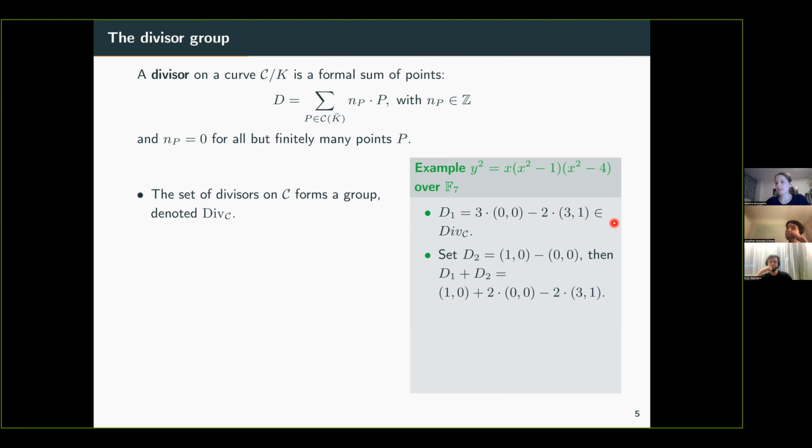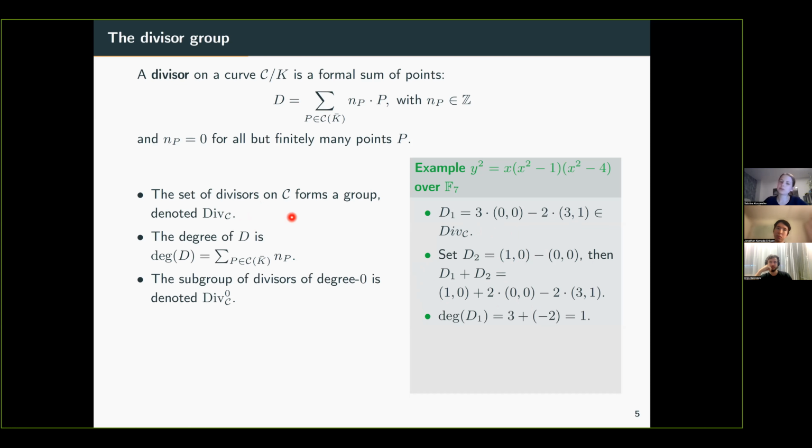One can also add divisors. Here I define the second divisor as the point (1, 0) minus the point (0, 0). The sum of those 2 divisors, D1 and D2, is defined by summing the coefficients of the points. So here we get the point (1, 0), which is from the second divisor, then 2 times the point (0, 0), which is 3 times at this point minus 1 times the point, and so on. Like this, we get a group structure, and the group of divisors is called the divisor group.